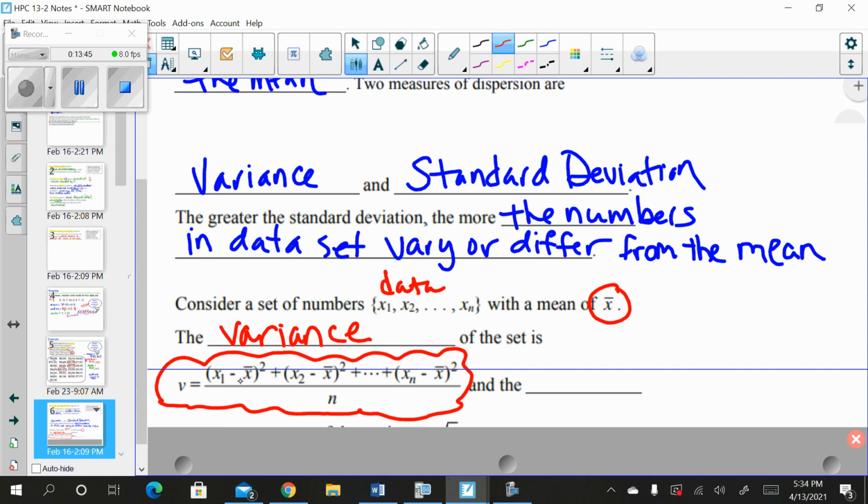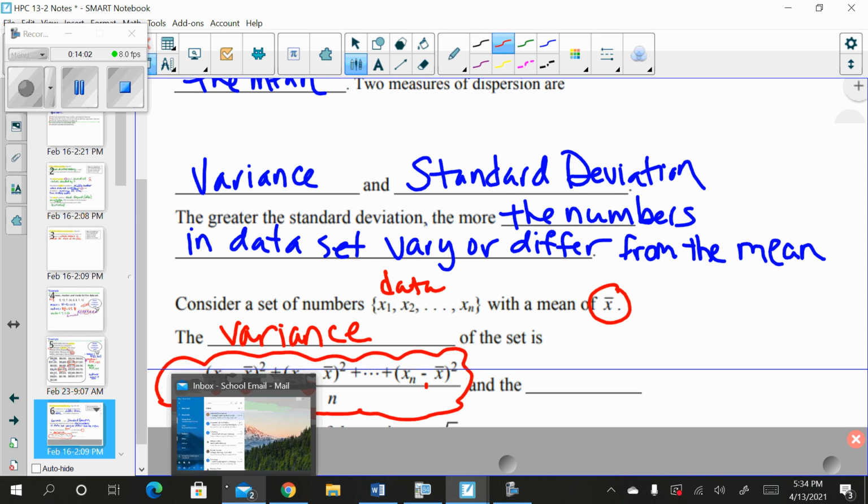So x1 minus x bar. What you're figuring out there is the difference between the data value and the average, so how far the number is from the average. We do that with each one of the data values. So what you're calculating is how far above or below the average it is. Then we square it. We'll talk about why you square it.